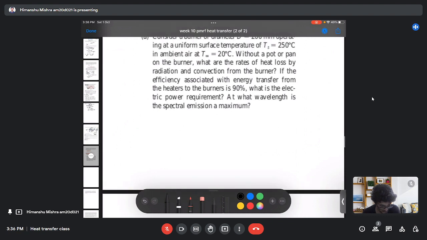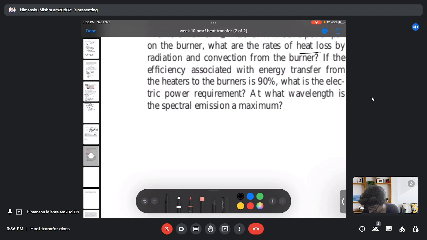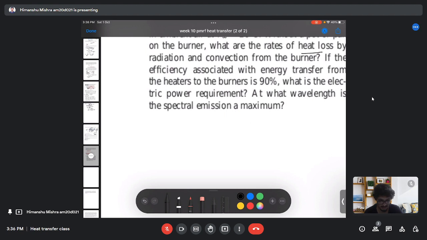Here we need to calculate the rate of heat loss as well as the power, and we have a burner, and the modes of heat transfer from the burner are convection as well as radiation. So whatever the total rate of heat loss is, it will be due to my radiation heat transfer as well as my convection heat transfer. My radiative heat transfer is given by the Stefan-Boltzmann law, and it is also given that I can assume my burner as a black body, so I don't need to take care of emissivity.